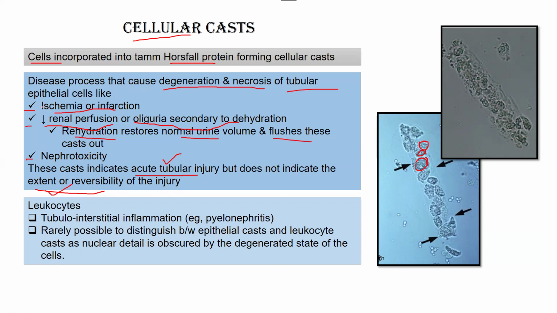One type of cell present in these casts is the epithelial cell. Another type of cell that can be present in the cellular cast is the leukocyte. And what are the indications that will cause leukocytes to embed in these casts? Number one, tubulointerstitial inflammation.